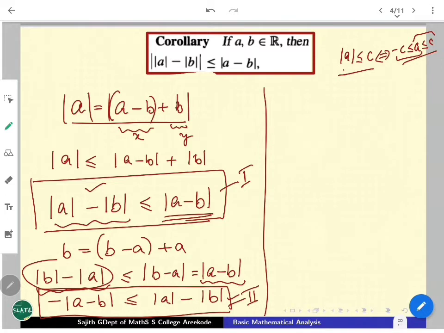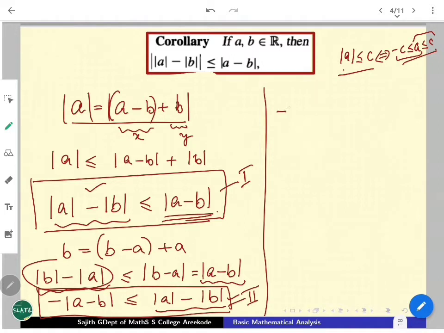So mod a, this is my a, this situation. So mod a minus mod b is squeezed in between mod a minus b as well as minus mod a minus b. So instead of c, I can apply it here, mod a minus b. That is a non-negative quantity. So using that with 1 and 2, I hope it follows, because just combine them.